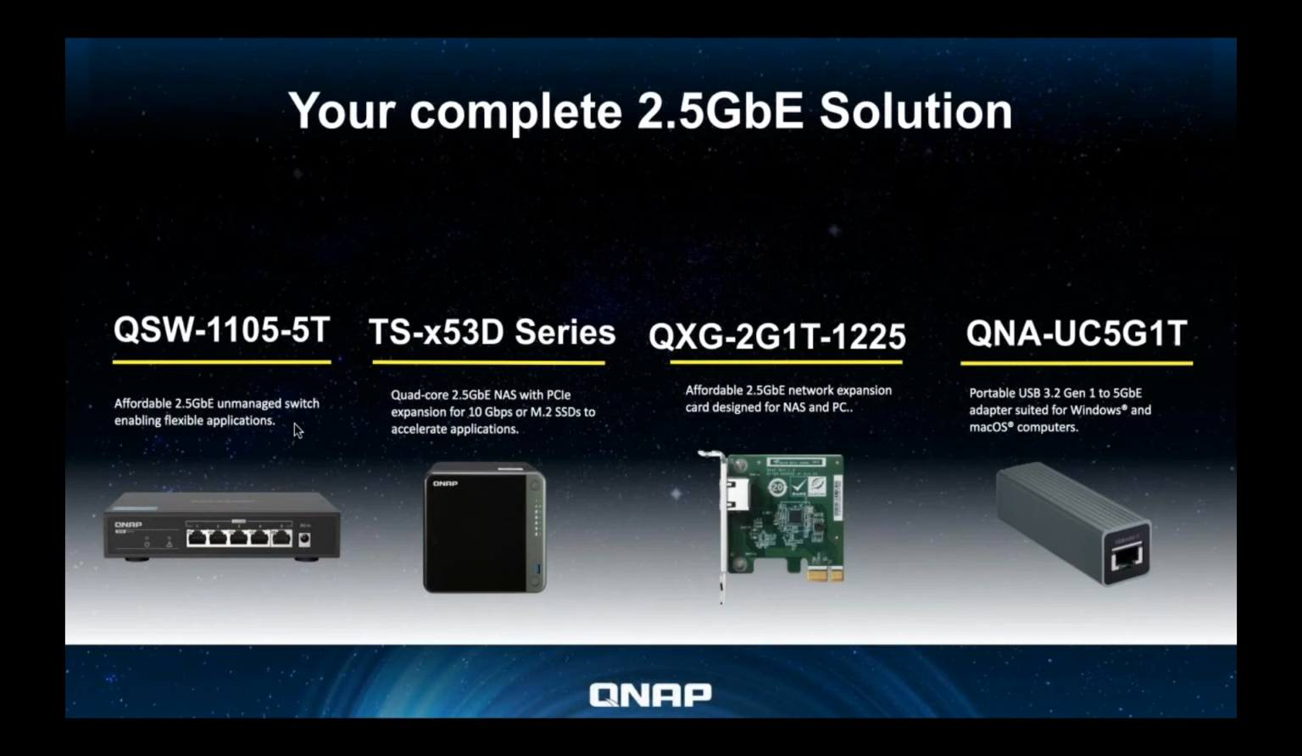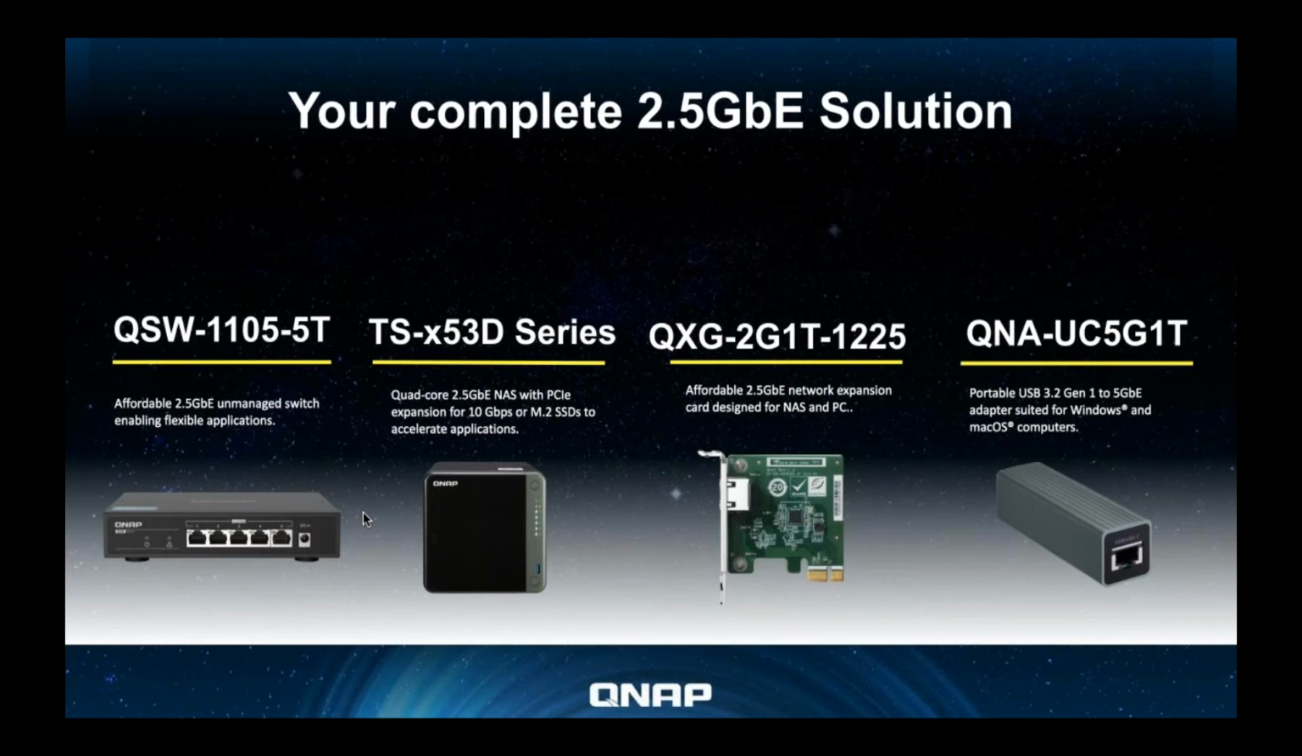So the QSW11055T is our first 2.5 gigabit switch. You just plug it in with the DC power, and then it's kind of plug and play, with 5 2.5 gigabit ports. And it sells for under $100, like $99. So very affordable, and it's going to increase your speed a lot.